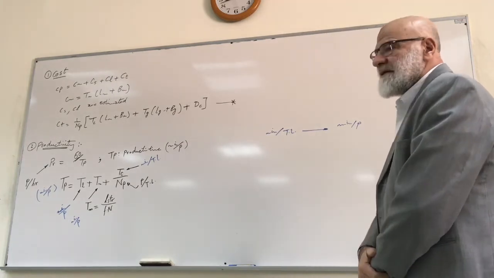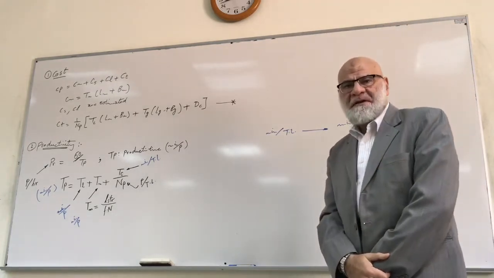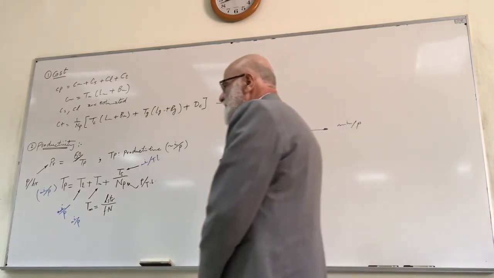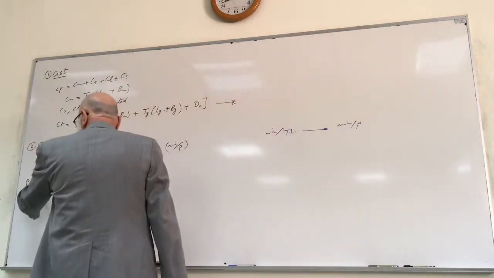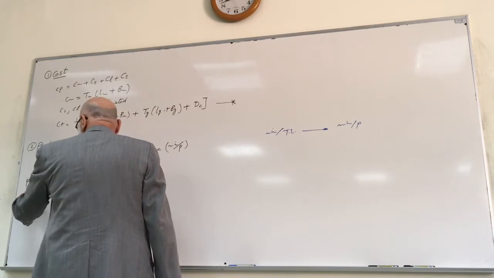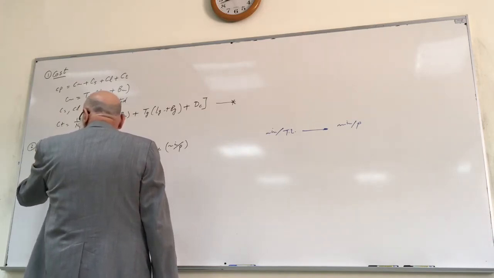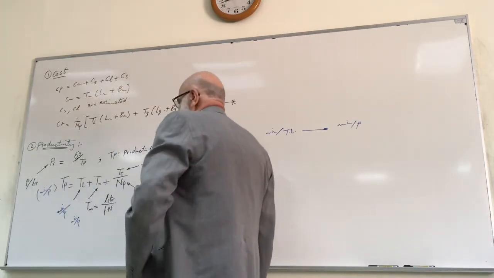By this way, I can calculate the productivity. By this way, I can calculate how many pieces I can get every hour from this process. This is the productivity or production rate.